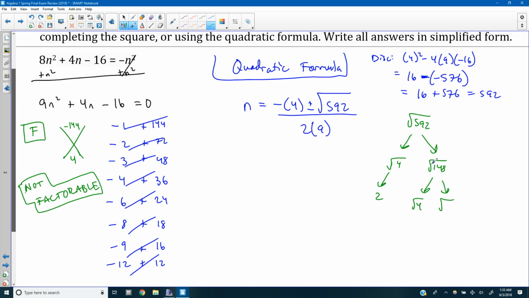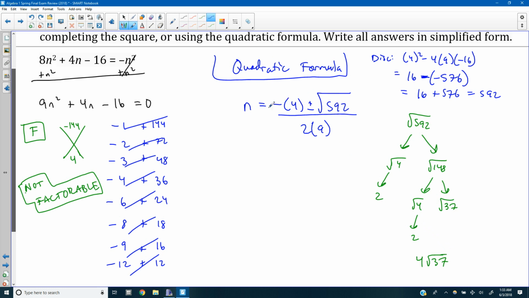Hang on a second. I'm sorry, because I'm doing this without a calculator right now. Oh, it's 37. There we go. That's better. So that becomes a 2. So 2 times 2 is 4. So 4 root 37. Okay, that was a lot of stuff there.